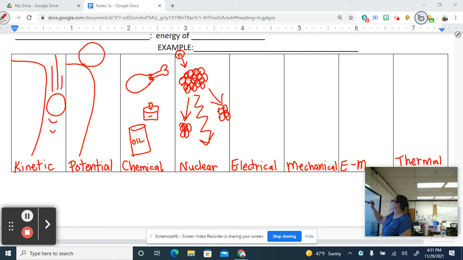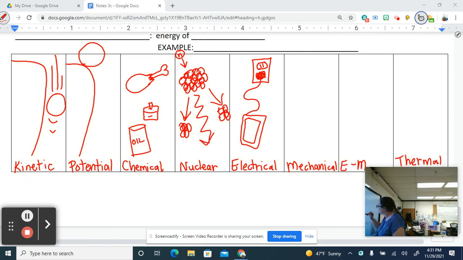For electrical, I'm going to show charging up my phone. So I'm going to draw a little outlet here. And then I'm going to put another one here, but it's going to have something plugged into it, which is my cell phone. And I'm going to draw that little battery image, and then I'm going to show how it's filling up.